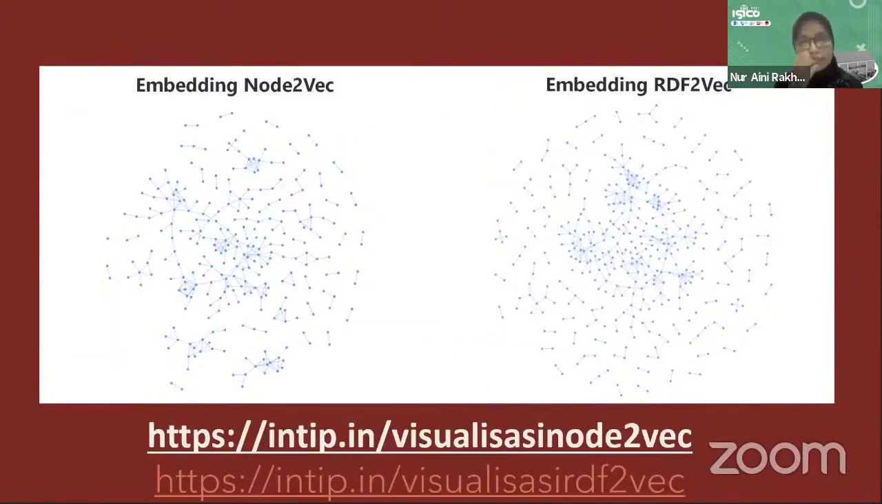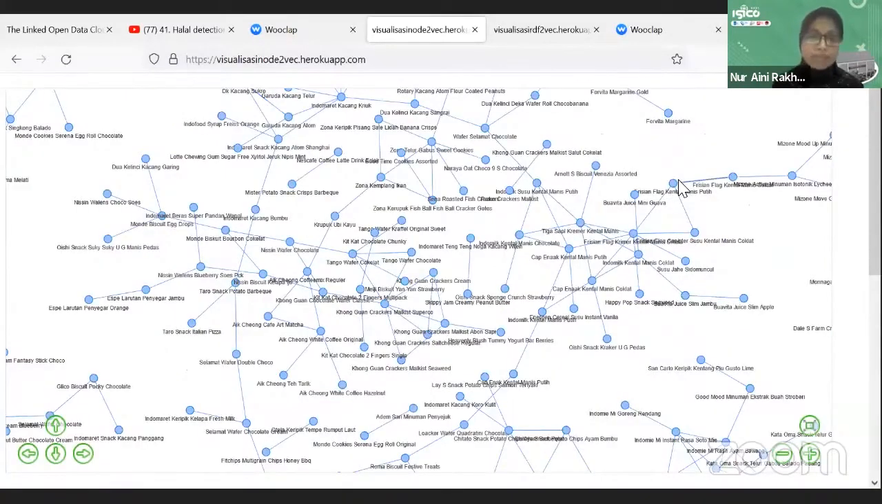And for the final result, you can also go to this link. When we use Node2Vec and then random forest, we get this one. So you can go to the link, this one, the visualization Node2Vec hierarchy app. So you can see the link.